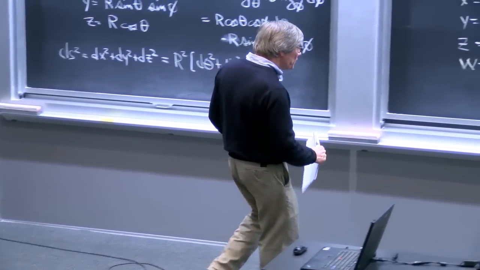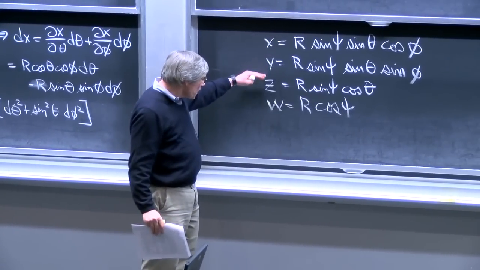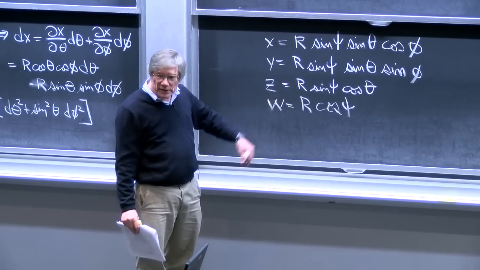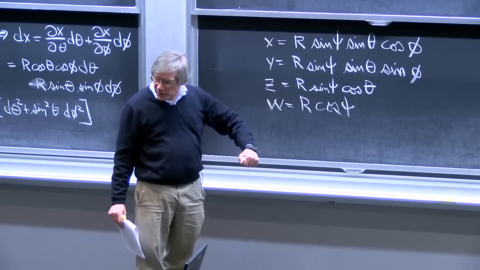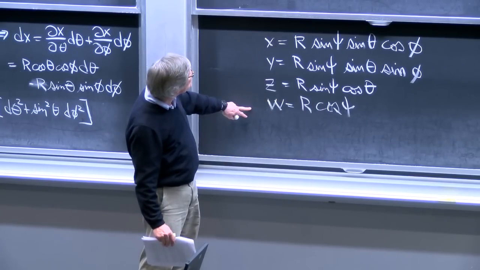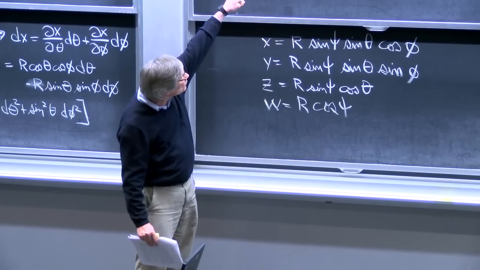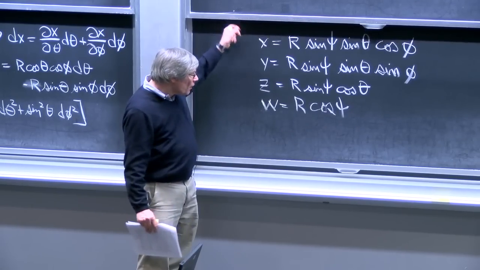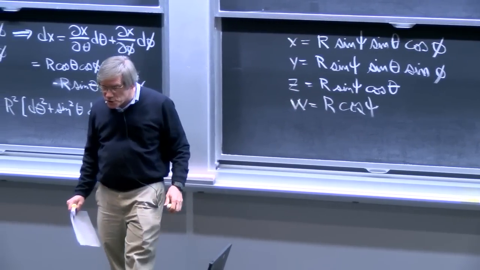And you can straightforwardly check if we take x squared plus y squared plus z squared plus w squared here and make successive use of the identity that sine squared plus cosine squared equals 1, we'll be able to show that x squared plus y squared plus z squared plus w squared equals r squared, like it's supposed to. OK, so is everybody happy with this coordinatization?